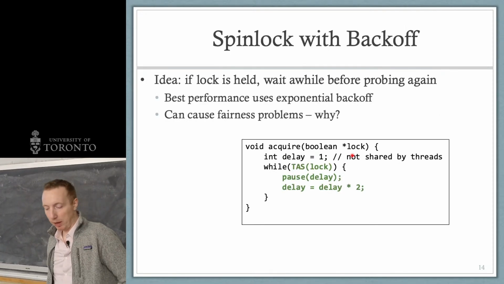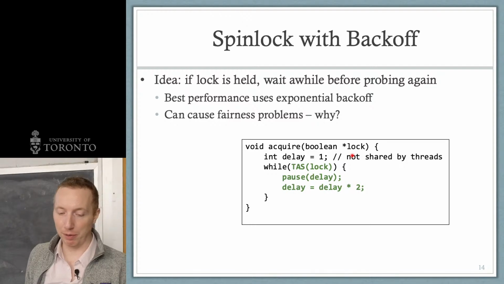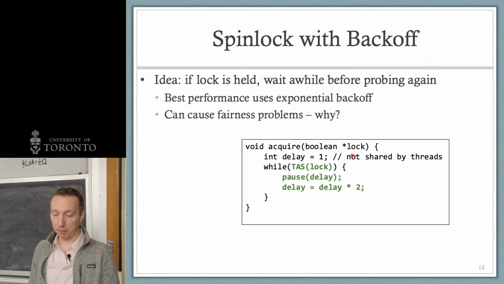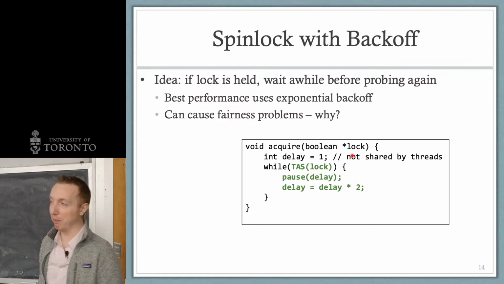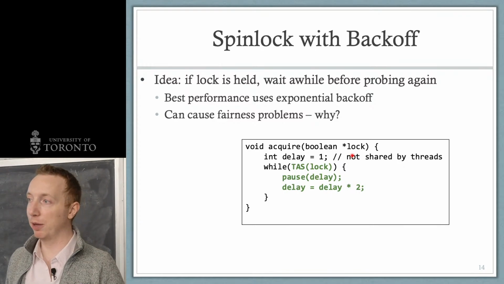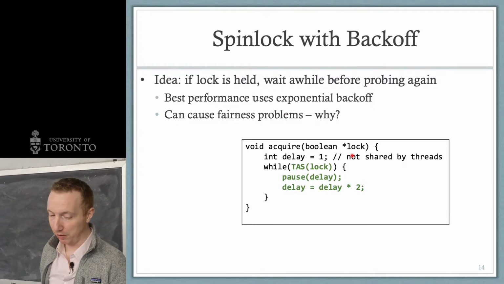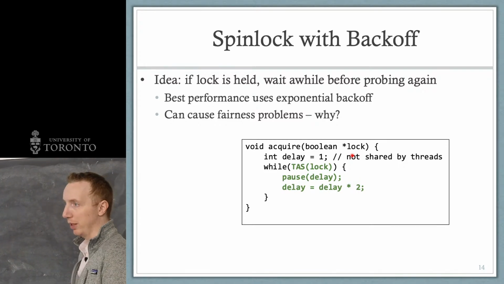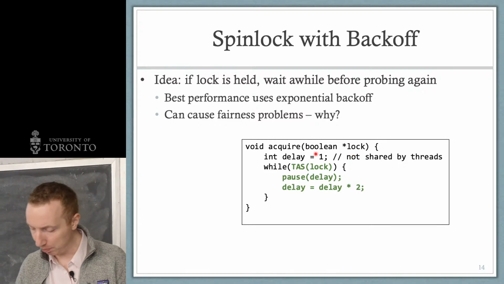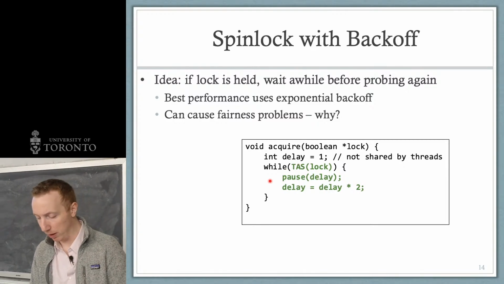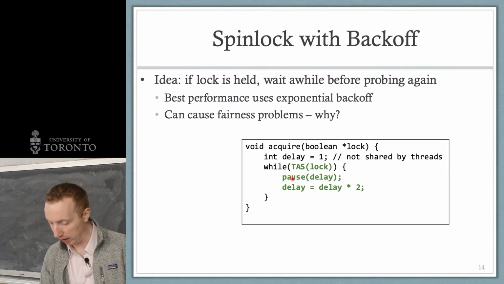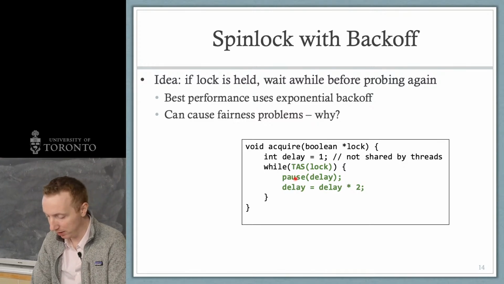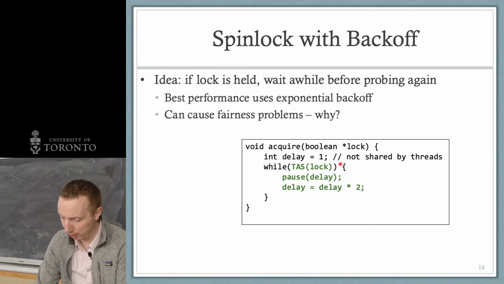So some ideas we might have is spin lock with backoff. If the lock is held, just wait before probing again. For best performance, you could exponentially back off, but this can cause fairness issues because you're not guaranteed any ordering. You're still fighting over that same spin lock. There's no set order in which you acquire the lock. So we'd have fairness issues, and potentially you could get unlucky and even have starvation in the very, very worst case.